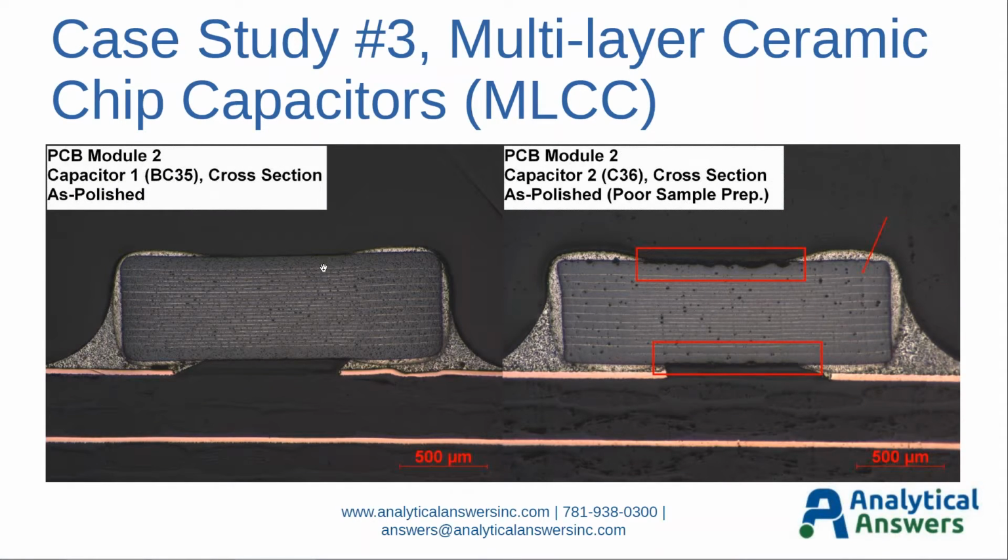Here we have a composite image showing the properly prepared MLCC cross-section on the left-hand side, this guy here, and the MLCC that was subjected to non-standard or improper cross-section sample preparation techniques here. And we can see the defects associated with that sample preparation, these chip outs, this particular scratch here, etc.